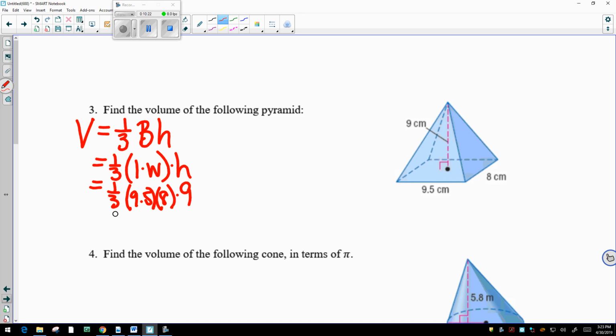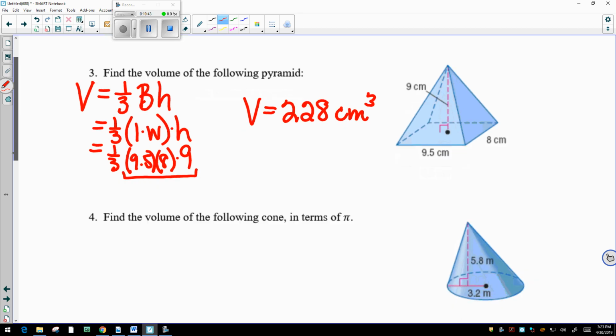If you're not a huge fan of the 1/3, you could multiply all of these out, get an answer, and then divide it by 3. Okay, so double check this on your calculator. Make sure that you're entering this correctly. The total volume at the end should be 228. Again, label centimeters cubed because you're dealing with volume.